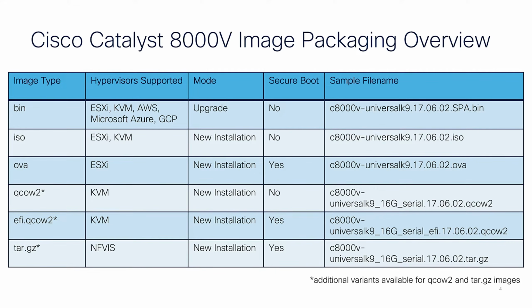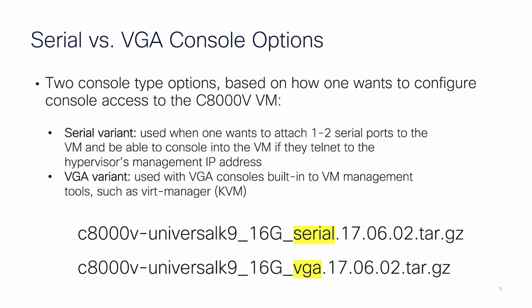First, let's look into console options. There are 2 console options available for the C8000V, serial or VGA. The serial variant image is used when one wants to attach 1 to 2 serial ports to the C8000V VM and be able to console into the VM by telnetting into the hypervisor's management IP address. One quick note, use this option only if your hypervisor supports serial port console access.